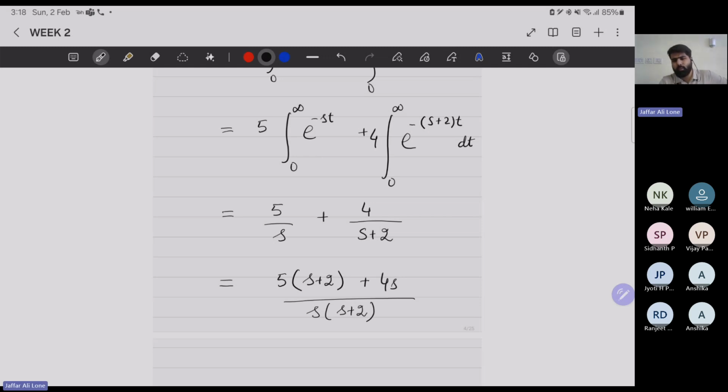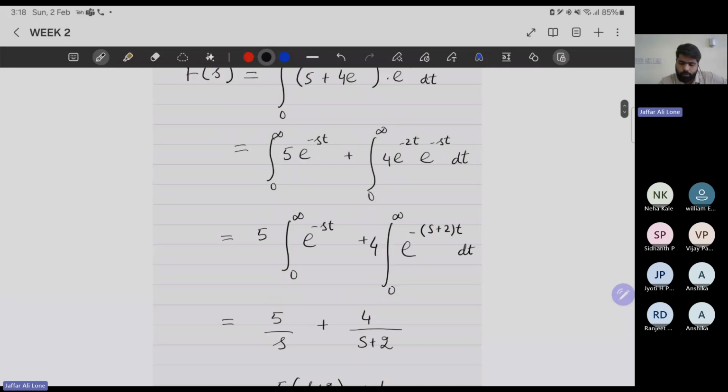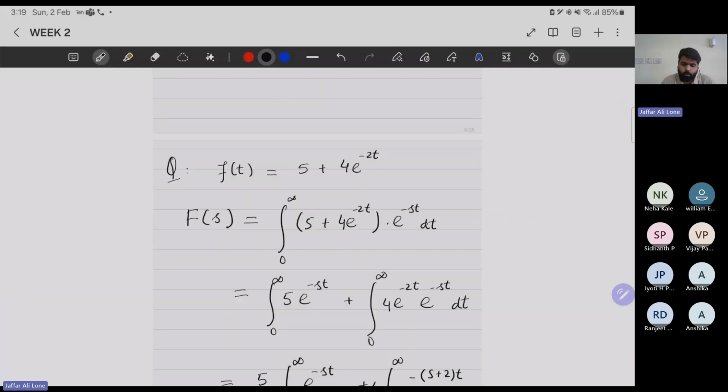This is the Laplace transform of this signal f(t), where f(t) is 5 plus 4 e raised to the power minus 2t. But if you see, it's very boring to solve the problem in such a manner, because if we have a complicated function, then it will be very difficult for us to solve this numerically all the time. So there has to be some shortcut method. Actually, in practice, we never use this formula for solving Laplace transforms.